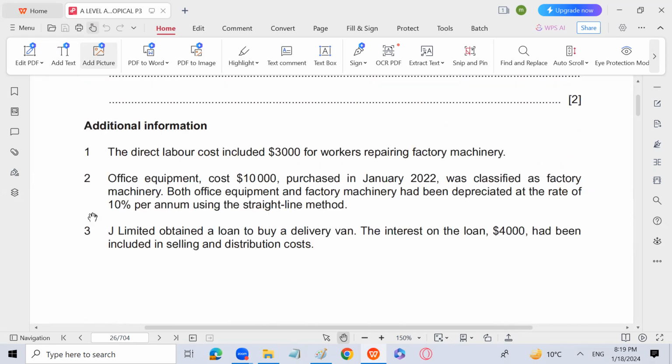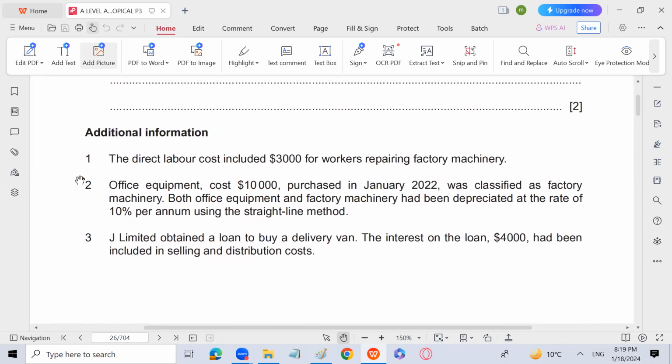Why, sir? Because we have something down the page, which is that office equipment costing 10,000 purchased in January was classified as factory machine. Both office equipment and factory machinery have been depreciated at the rate of 10% per annum using the straight line method. Let's make it clear, very easy. By mistake, the depreciation on the office equipment, whose cost was 10,000, we have considered as depreciation on factory machinery. It means that we have added it in factory overheads, though that machinery is not used in factory, that machinery is used in office.